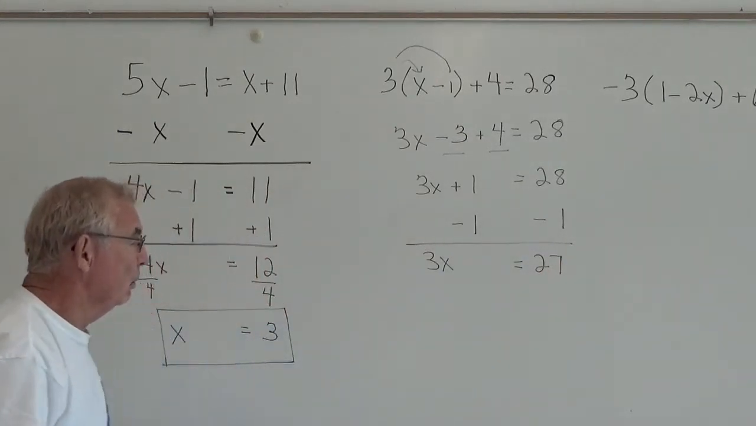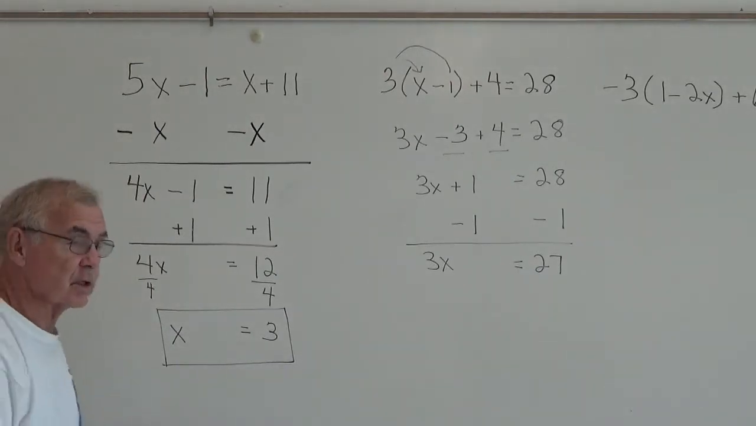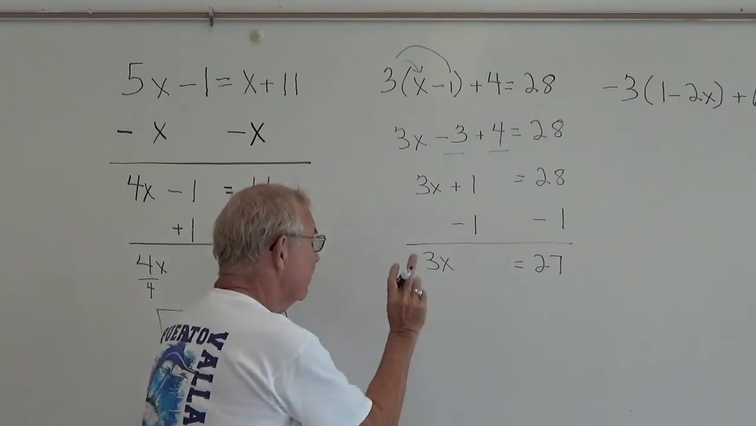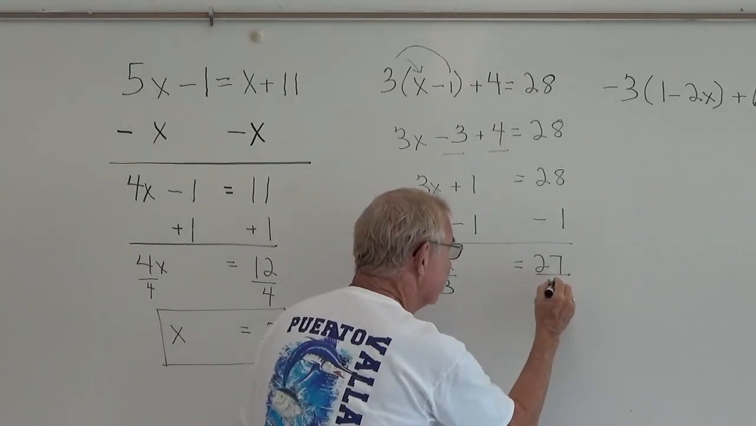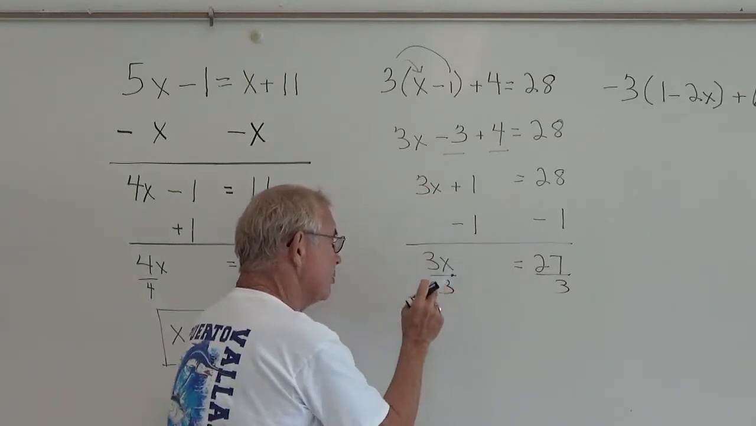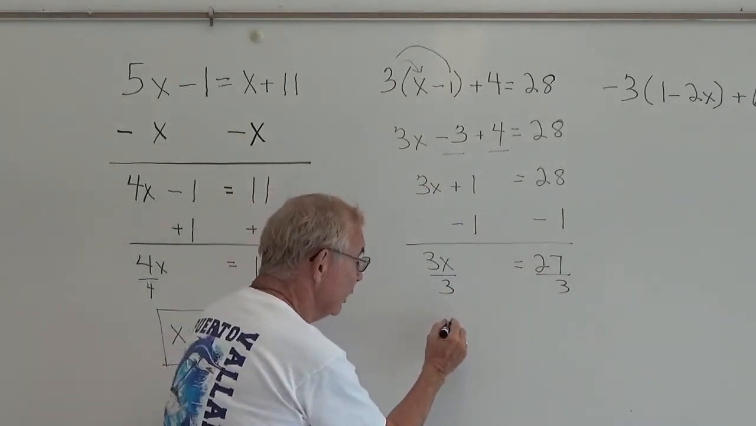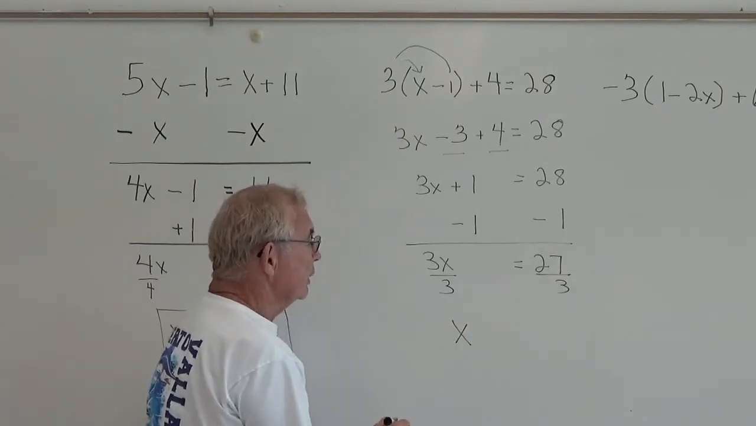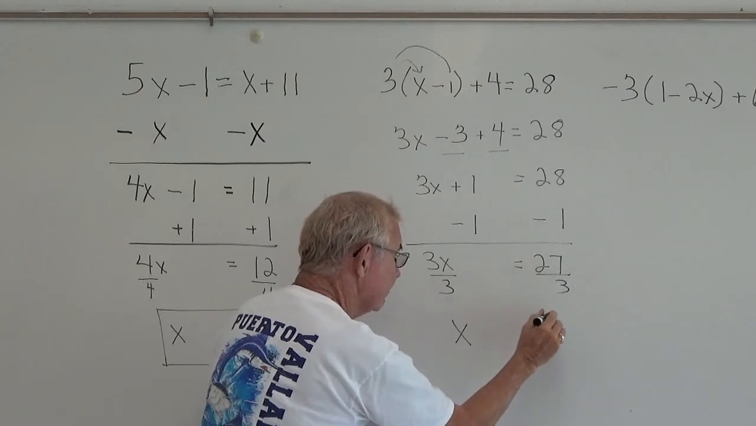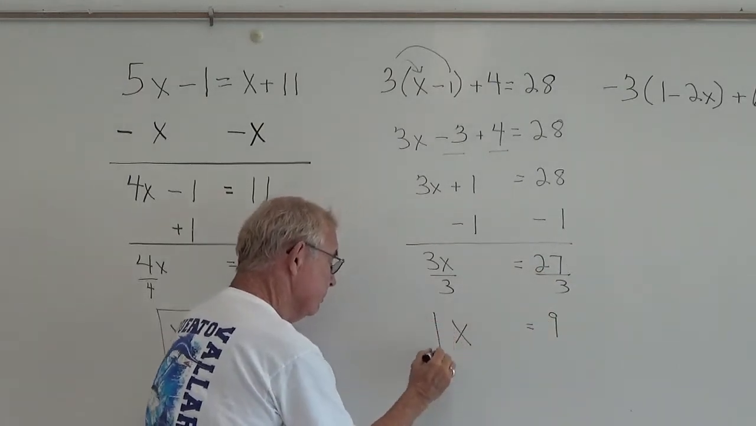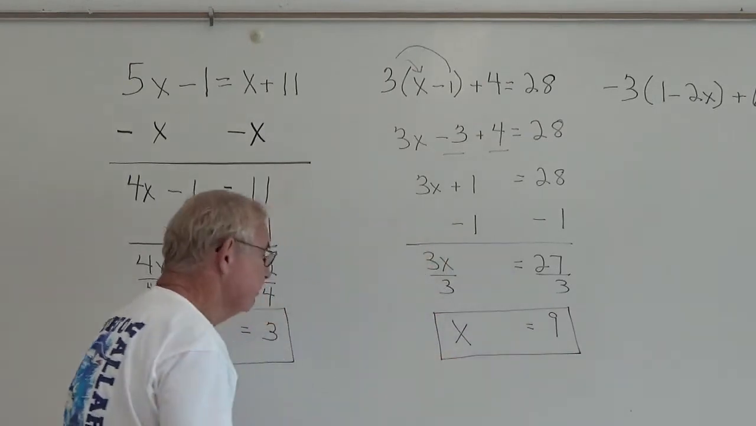Now, the inverse operation of 3, the opposite of a multiplication, is a division. So we divide by this 3. And remember, 3 over 3 is 1, and you do not need to put the 1 in front of the x, but you can. You get x is equal to, and then 27 divided by 3 is 9. And there's our solution. Okay.